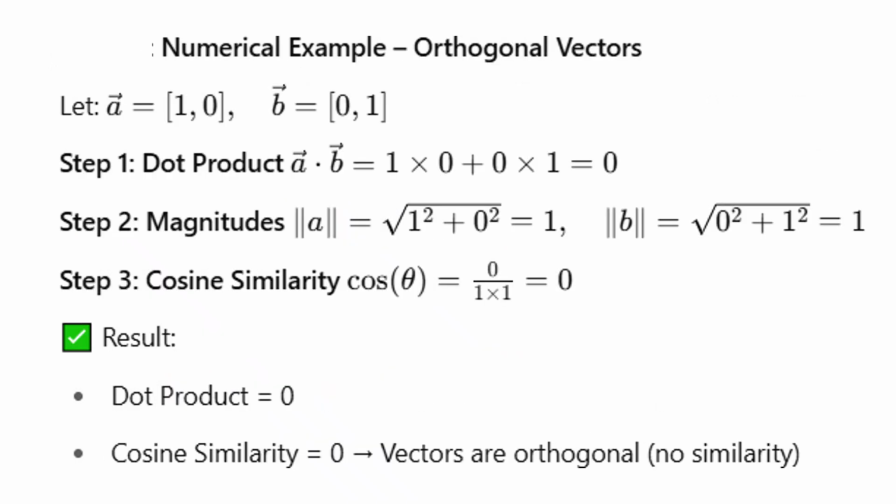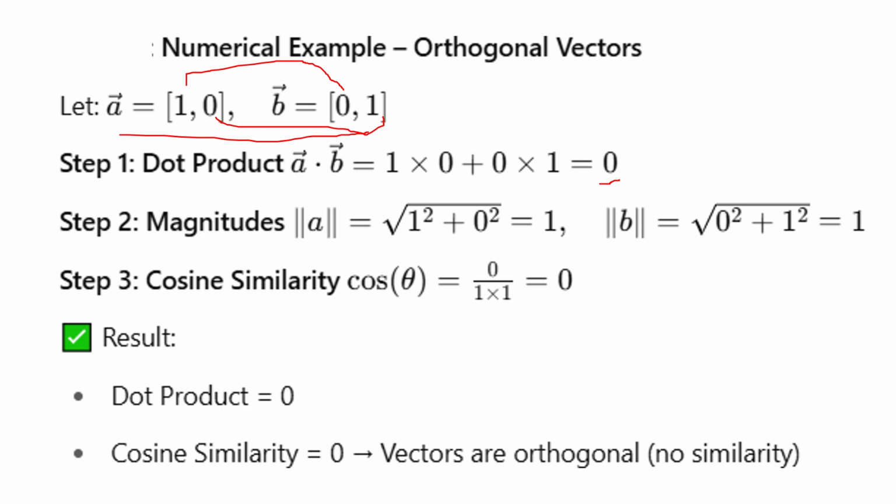So let us look into a numerical example. You are given two vectors, A and the second vector B. So the dot product A dot B, we'll compute the dot product: 1 into 0 plus 0 into 1, right? So you got a dot product of 0. Now, in order to compute the cosine similarity, we have to compute the unit vector or the length of the vector, or norm of the vector A and norm of the vector B.